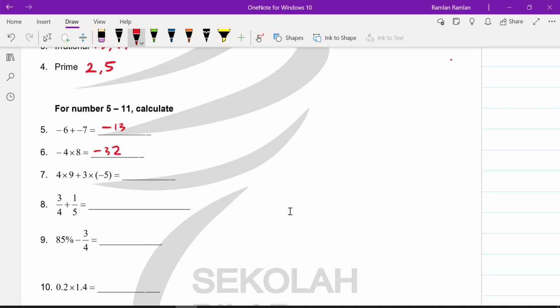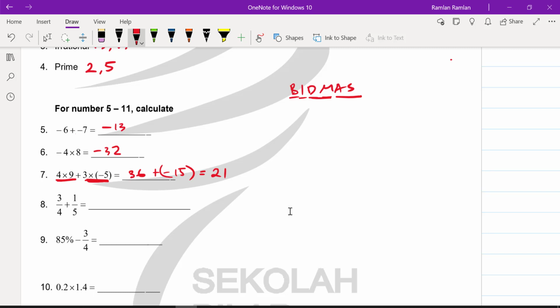And now for this one, you need to do the BIDMAS, right? So you need to understand the BIDMAS: bracket, index, division, multiplication, and then addition and subtraction. So for this one, you need to do this first, and then this first, and then you add them together. So 4 times 9 is 36, right? And 3 times negative 5 is negative 15. So 36 plus negative 15 is going to be equal to 21.